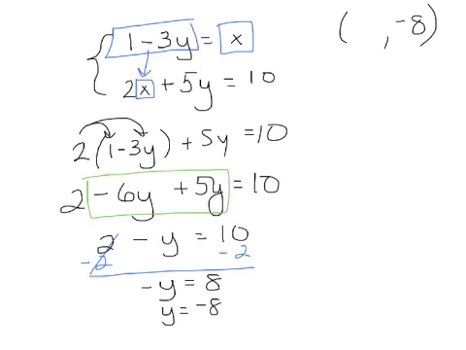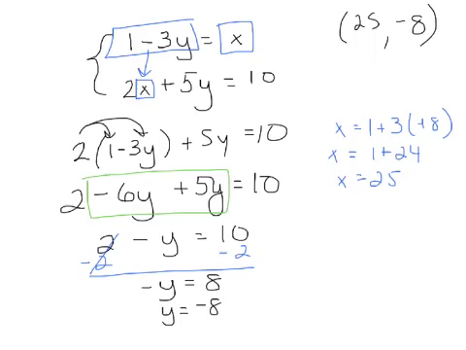I'm able to plug this back into the equation. x will equal 1 minus 3 times negative 8. So x will equal 1, the negatives will cancel, so it becomes 1 plus 24. So x will equal 25. So my solution is 25, negative 8.